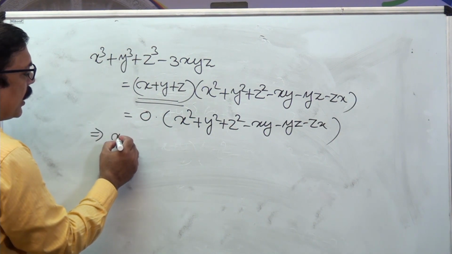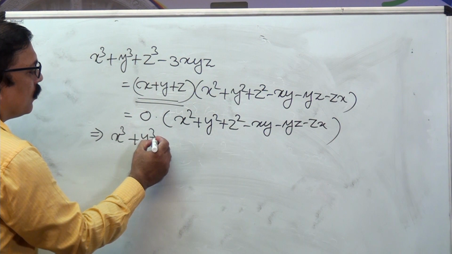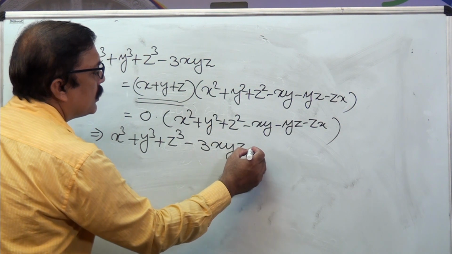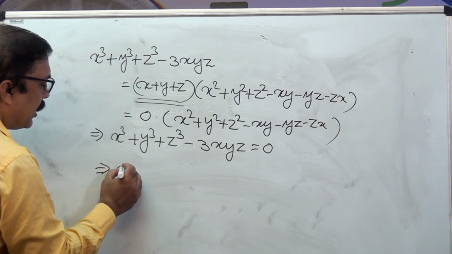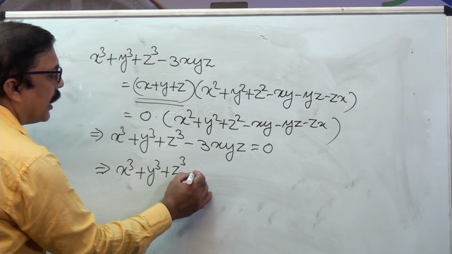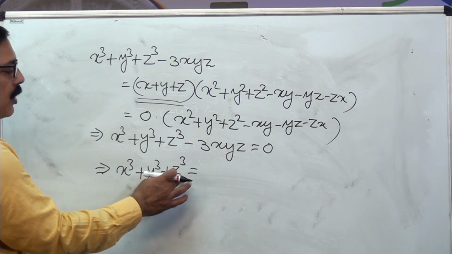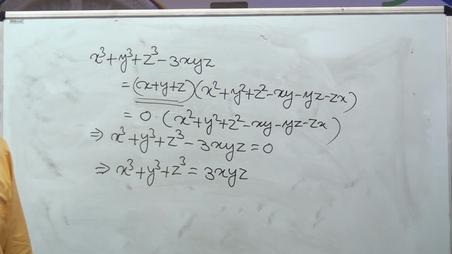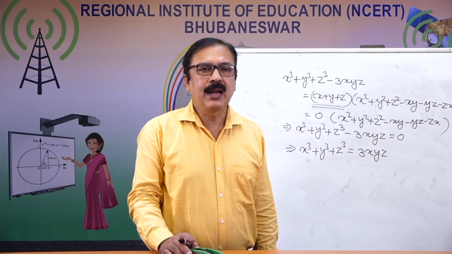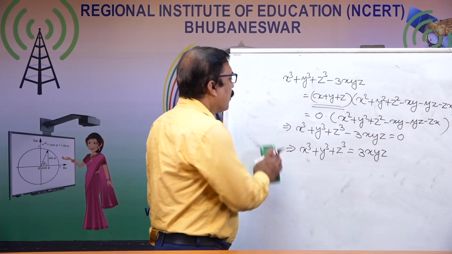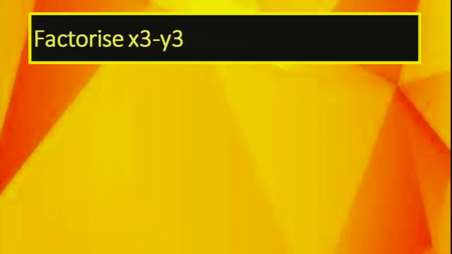This implies x cube plus y cube plus z cube minus 3xyz is 0. So by taking this 3xyz to the right side, we get x cube plus y cube plus z cube is equal to 3xyz. Now, if we want to factorize x cube minus y cube, then simply take the identity x minus y whole cube. What is that?